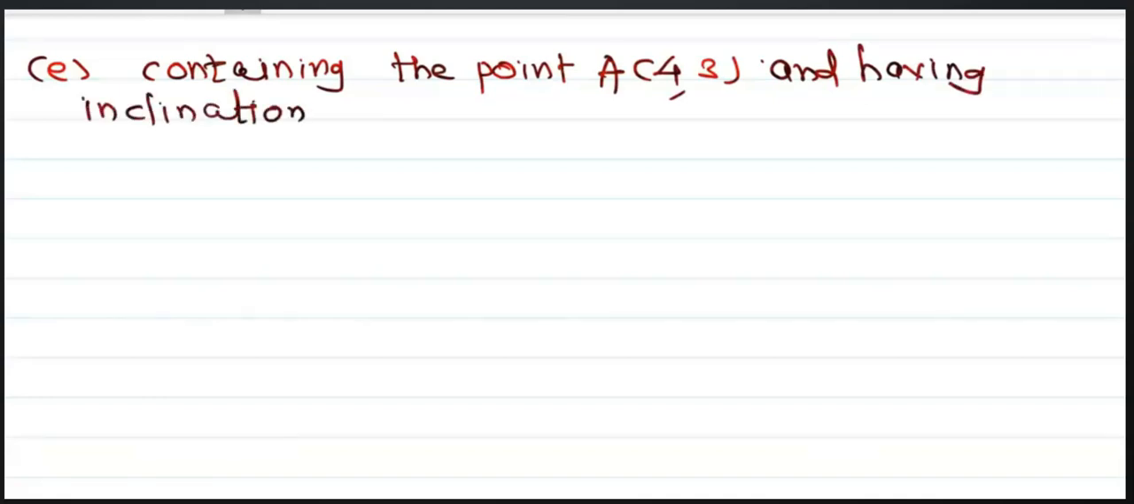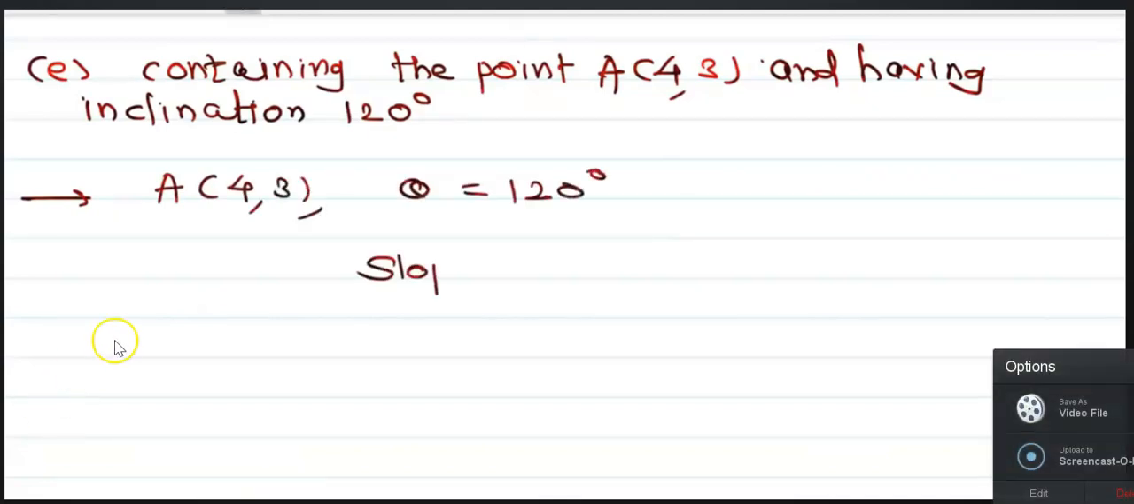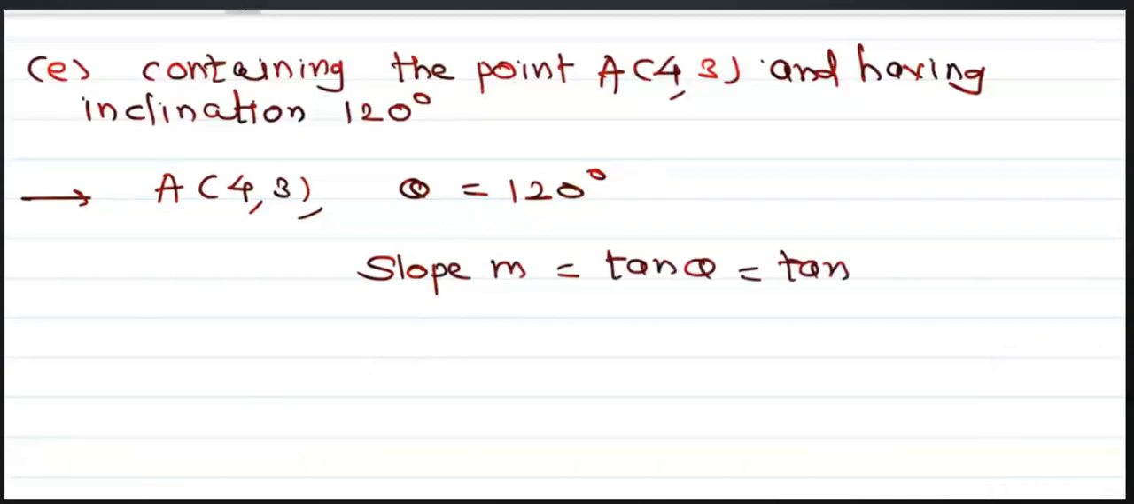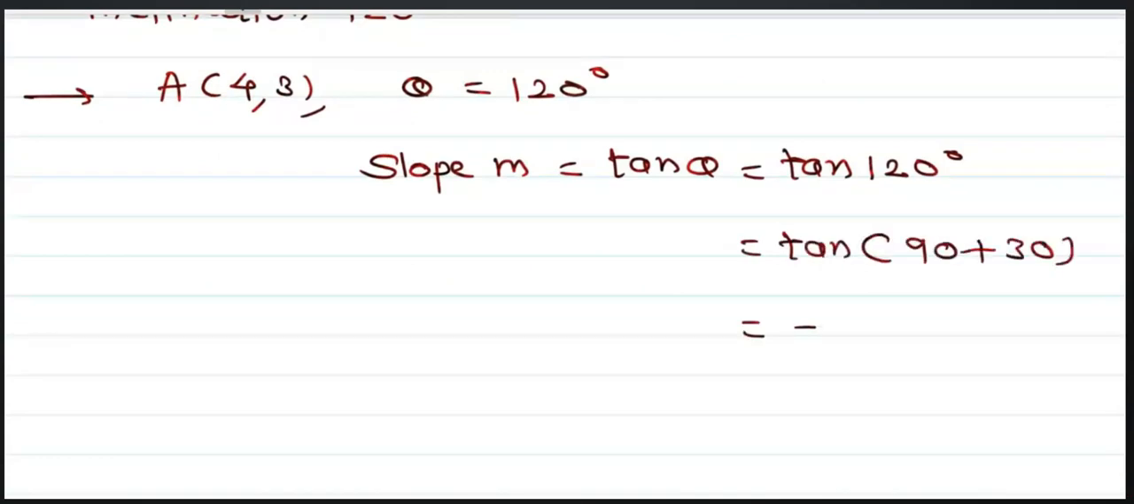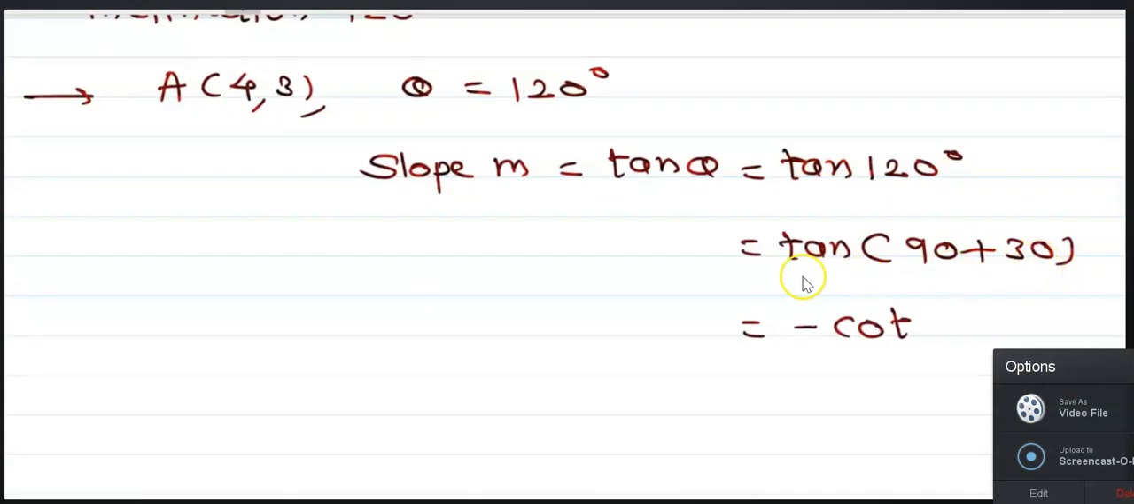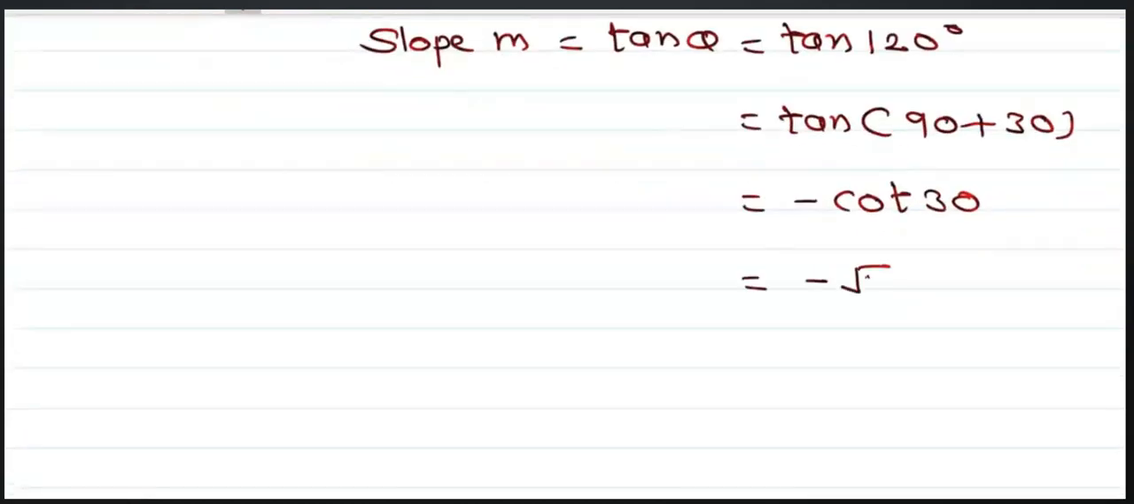Next is containing the point A (4, 3) and having inclination 120 degrees. We are given the point on the line and its inclination. Now we can find the slope of the line using this inclination. That is, m is equal to tan theta, that is tan 120, that is tan (90 plus 30). Whenever pi by 2 plus theta appears, the function changes, so it becomes minus cot 30, that is minus root 3. This is the slope of the line.